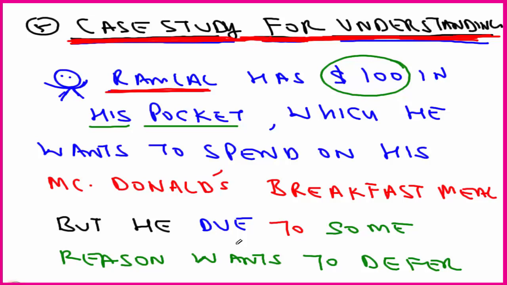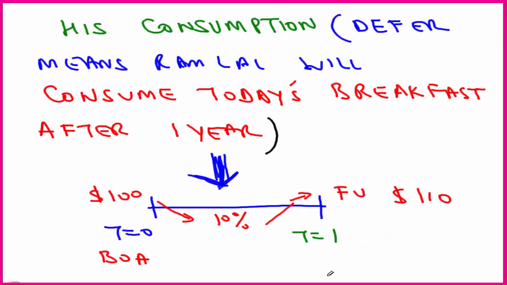You're getting my point? So please write down, my dear sir. Ramlal has $100 in his pocket which he wants to spend on his McDonald's breakfast meal, but due to some reason, he wants to defer his consumption. Defer means Ramlal will consume today's breakfast after 1 year, and he is hungry today.